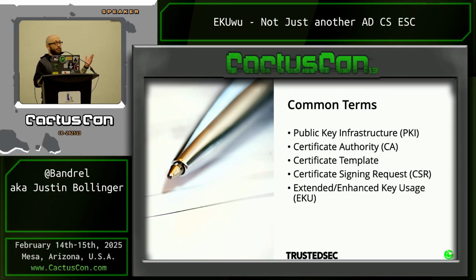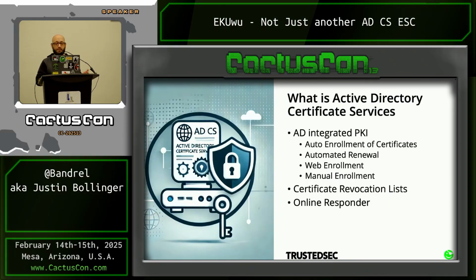So what is Active Directory Certificate Services? Now that you know all of that, it's just an AD integrated PKI, right? It's a way that you can manage end-to-end certificates that are integrated into Active Directory. And when I say integrated into Active Directory, what does that mean? Well, it means that Active Directory users trust those certificates. So it trusts anything that comes from it, right?